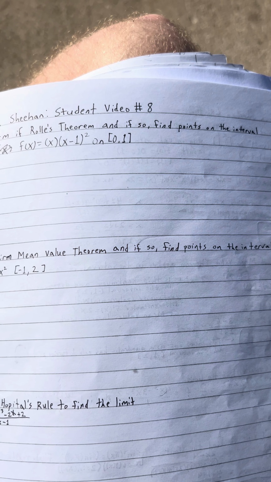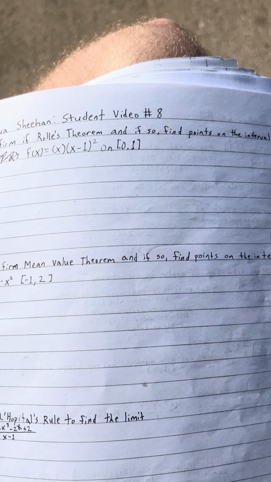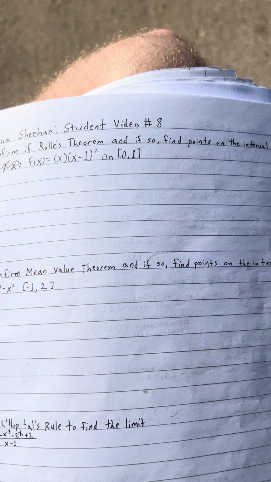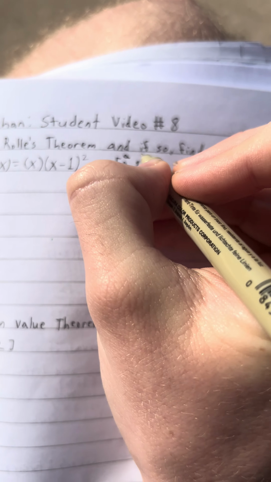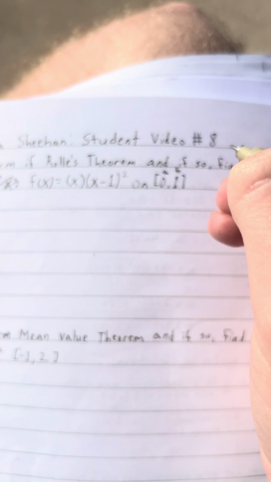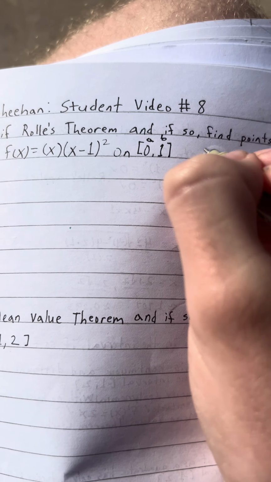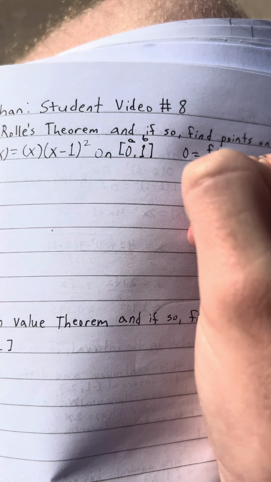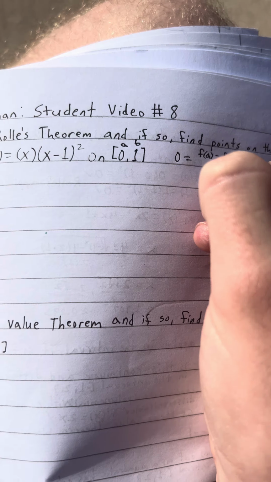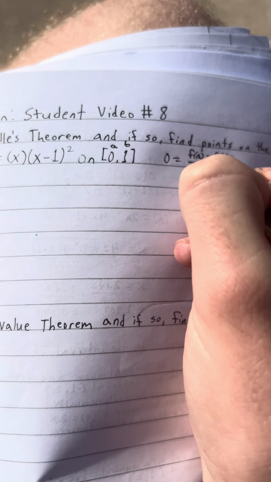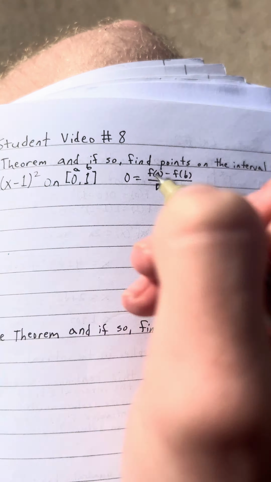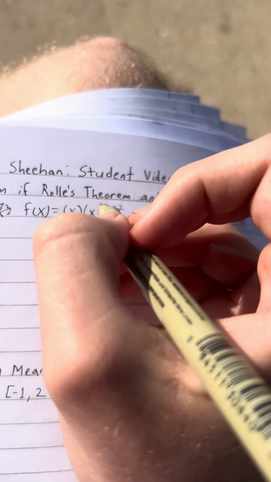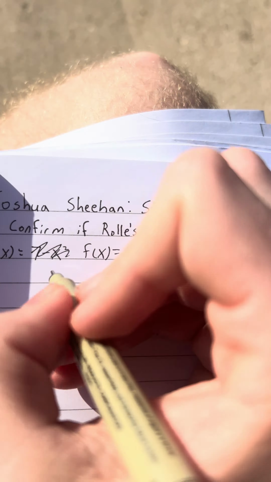And the first question is to confirm if Rolle's theorem applies, and if so, find points on the interval. So this 0 will be our a, and this 1 will be our b. And Rolle's theorem states that 0 is equal to f of a minus f of b all over a minus b. So for this, we'll plug in each one of these into the function.